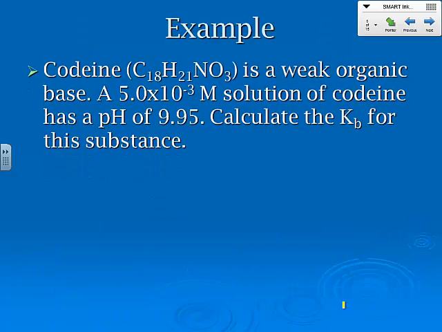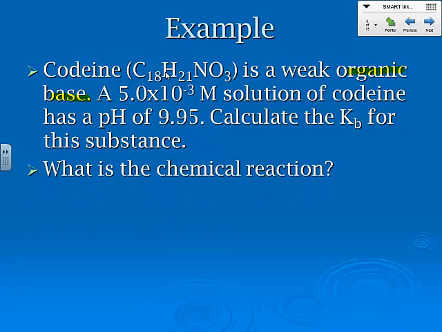Okay, another example. You have codeine, which is a weak organic base. A 5.0 times 10 to the negative third molar solution of codeine has a pH of 9.95. We want to calculate the Kb, so we're going to work backwards.